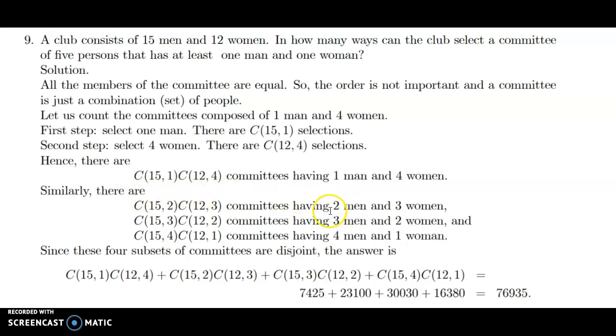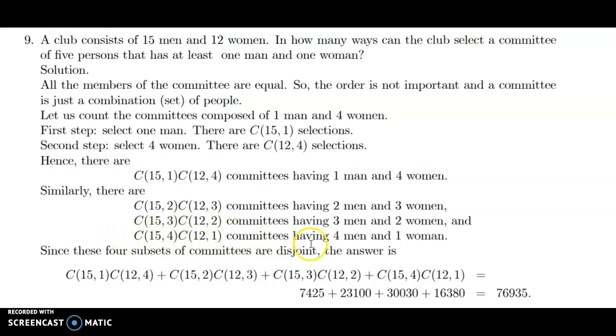Similarly, we count the committees that have 2 men and 3 women. Again, 2 steps. 15 choose 2 outcomes in the first step, and 12 choose 3 outcomes in the second step. So the product is the number of committees of this kind. And then we count committees composed of 3 men and 2 women. Again, 2 steps. 15 choose 3 is the number of outcomes of step 1. And 12 choose 2 is the number of outcomes in step 2. And finally, count the committees composed with 4 men and 1 woman. 15 choose 4 times 12 choose 1.